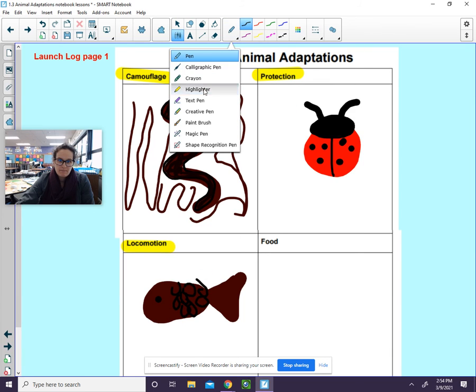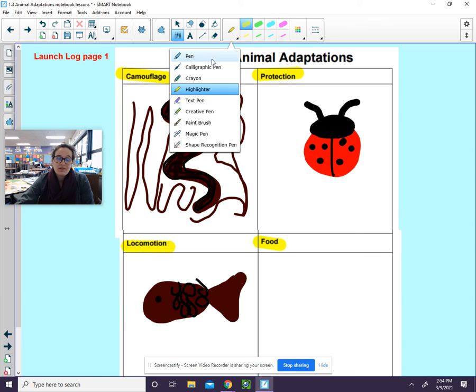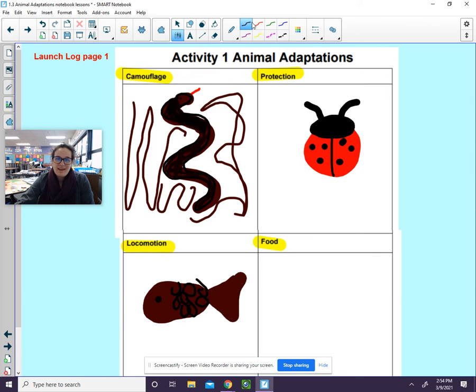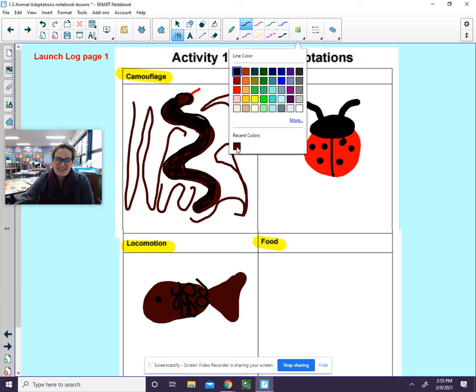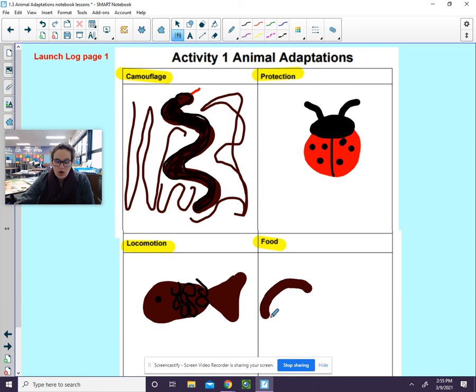Okay. The last one is food. And we watched a video about an animal that uses an adaptation for getting its food. And that animal was the anteater. Now remember that anteater, he had a long snout with an even longer tongue. So I'm going to go ahead and draw my anteater. Now everyone's going to draw an anteater for this one.